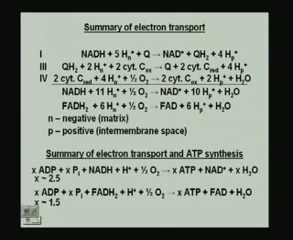In older books you will see that this is 3 and 2, but now the convention is that for ADP plus Pi, if it is an NADH NAD+ system, you will get 2.5 moles of ATP, and for the FADH2 system you will get 1.5. So that many ATPs are synthesized.